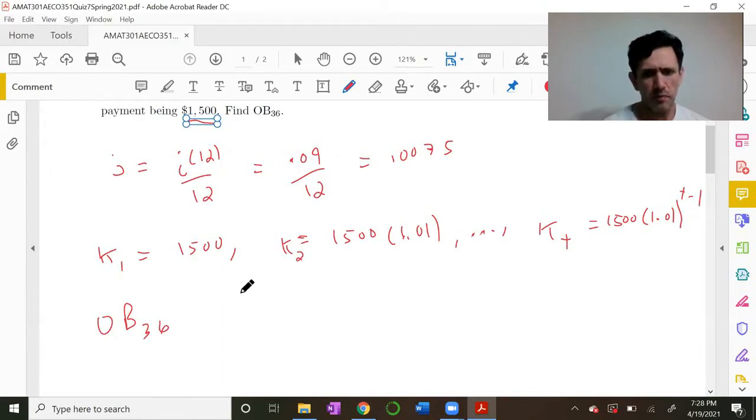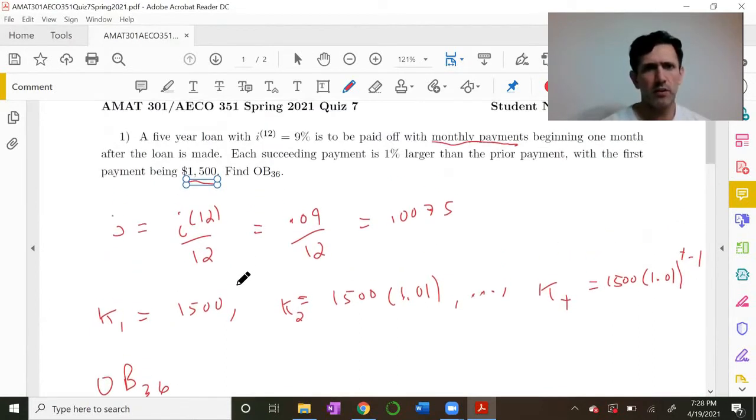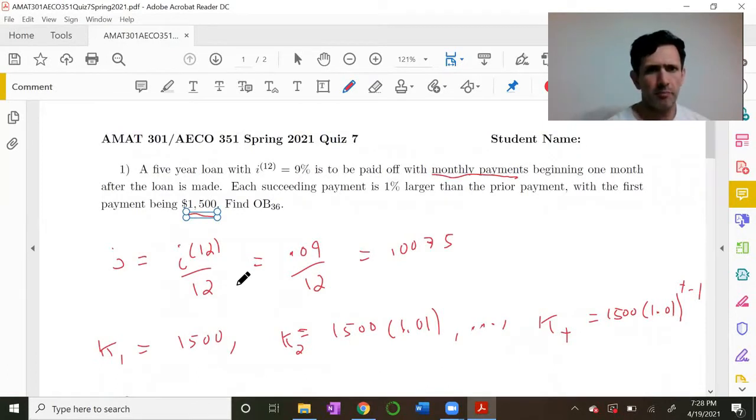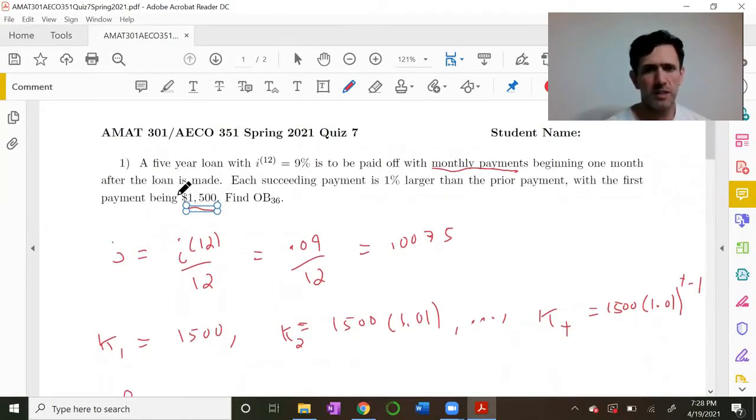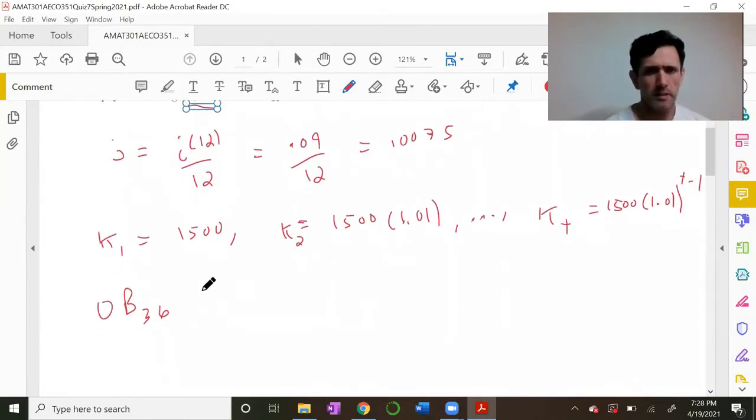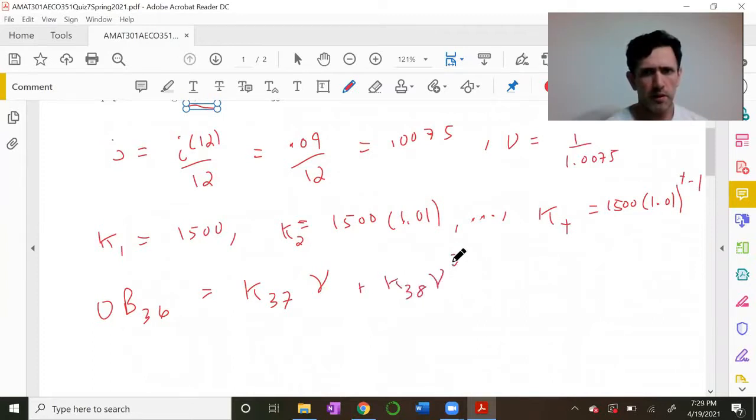So here we have n is 60. It's 5 times 12. It's a 5-year loan. Payments are each month, so 60 months. So the formula is K37 times nu, where nu is 1 over 1.0075. And just keep going until we hit K60. And then it's nu to the 60 minus 36, which is 24.